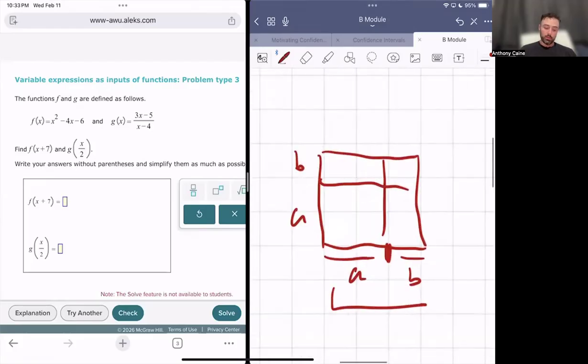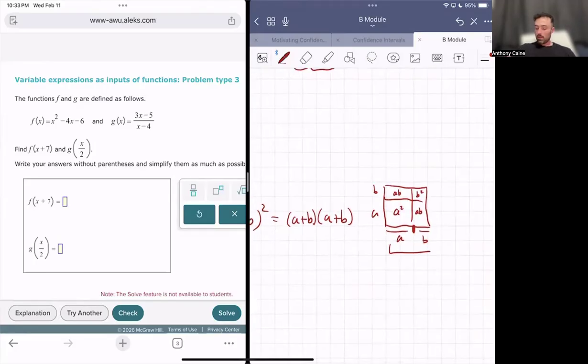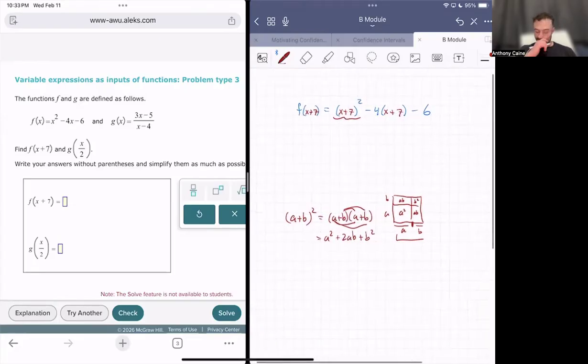And this area is composed of an a squared, an ab, a b squared, and an ab. And so the total area, when you add them all up, what you get is a squared plus 2ab's plus b squared. And you could also think of it as foiling, where you sort of just distribute all over the place. But okay, so we have x plus 7 squared. So x is playing the role of a, 7 is playing the role of b. And so I get x squared plus 2 times 7 times x, which is 14x, plus 7 squared, which is 49. So I have x squared plus, let's do some other stuff.